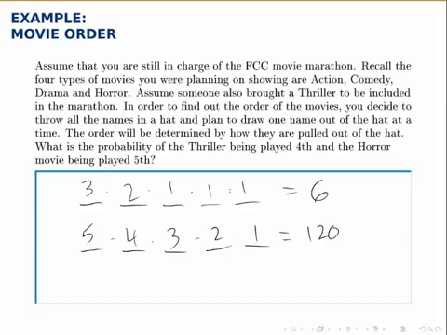Then, of course, the probability that this scenario happens is the number of ways that the scenario happens divided by the total number of possibilities. So if we divide 6 by 120, that's the probability. And of course we can simplify that fraction down to 1 over 20, or write it as a decimal, which is 0.05. So there's a 5% chance that if we randomly organize the movies, the thriller will end up in the 4th slot and the horror movie will end up in the 5th slot.